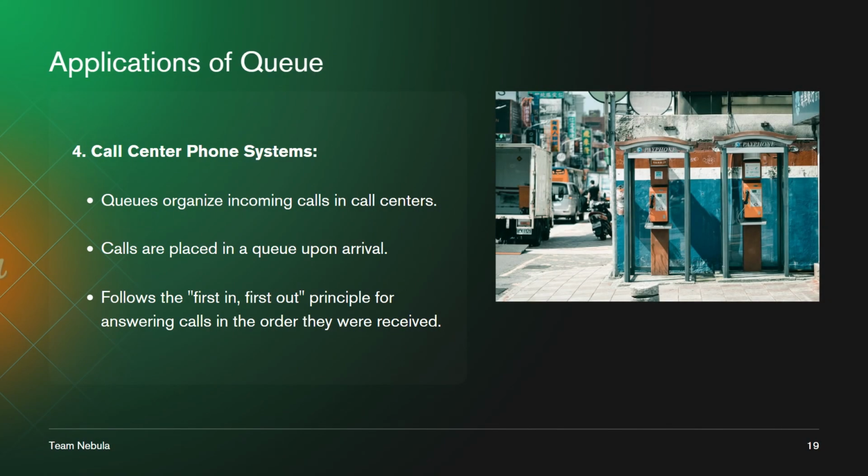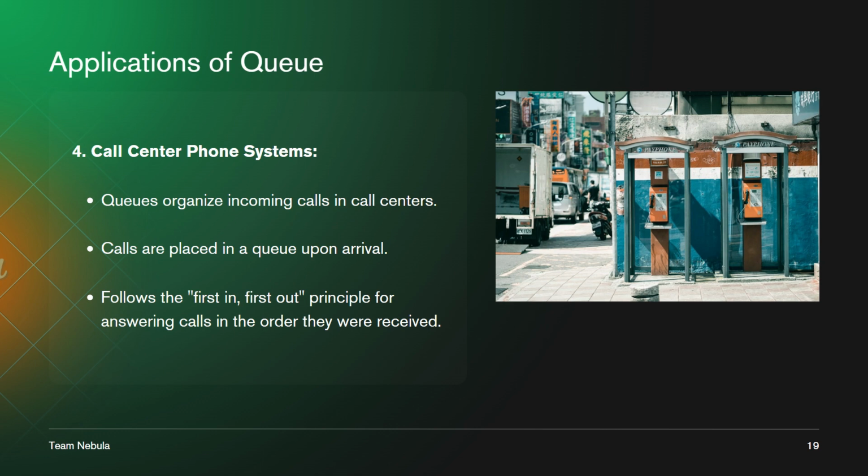Call center phone systems. Call centers use queues to manage incoming calls in an organized manner. When people call the center, they are placed in a queue and calls are answered in the order they were received, following the first in first out principle.